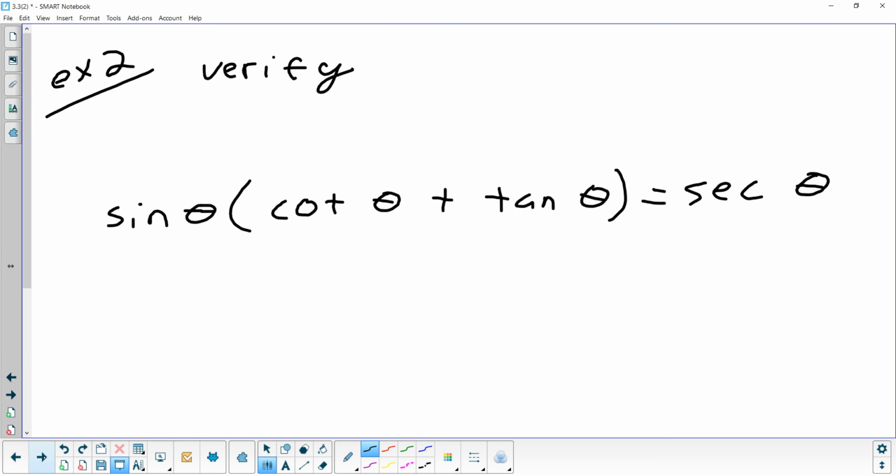Let's try this one. So that's sine times cotangent plus tangent. And somehow that is supposed to equal secant. So when I'm done messing around with the left-hand side, if I can turn that into secant, then I know I've finished the problem. So the answer here is really your work. You're showing me how this turns into that.